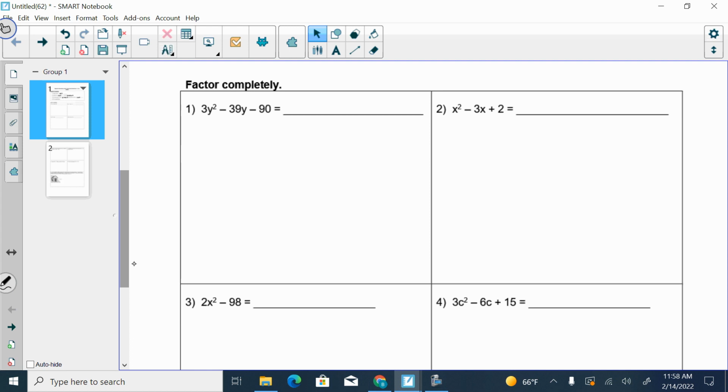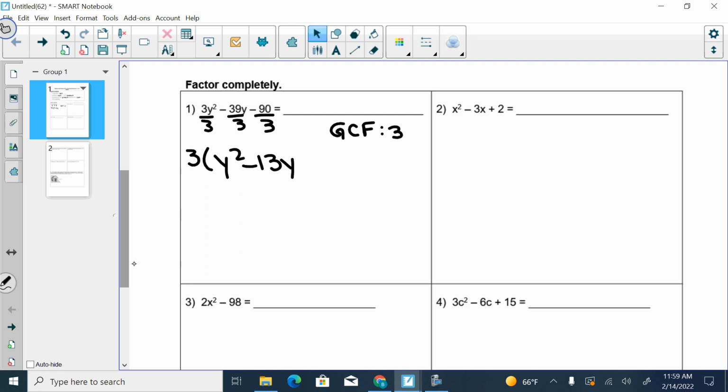On number 1, do you guys see a GCF here? What is it? Okay, so GCF is 3. That means I'm going to divide all of these by 3, right? Okay, so if I take 3 out of 3y squared, what's left? Good. And if we divide negative 39 by 3, what's left? Good. Negative 13y. And then negative 90 divided by 3? Negative 30. Good. All right.